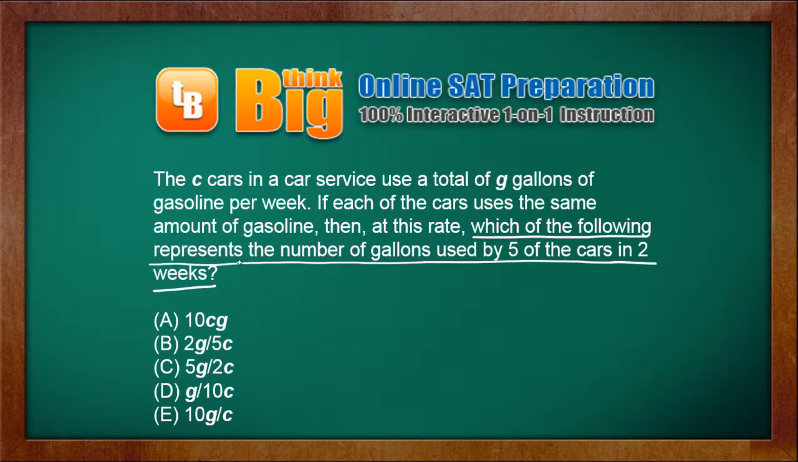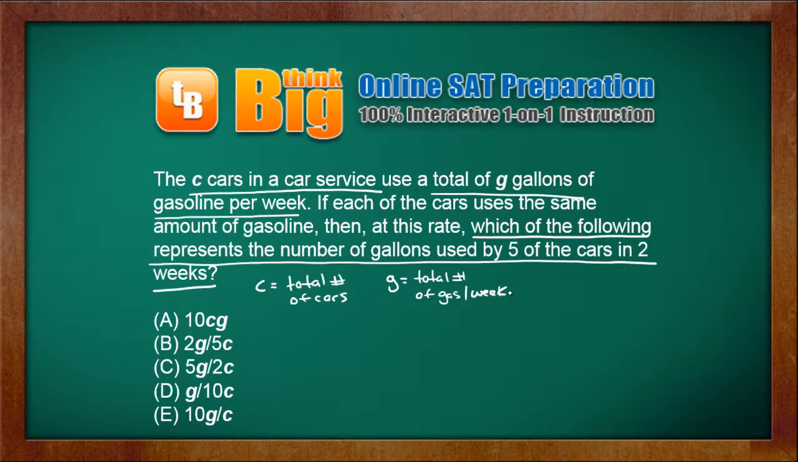The second thing that I'm going to do is write down the variables in the problem and what they represent. C cars in a car service, so C equals total number of cars, use a total of G gallons of gasoline per week. G equals total number of gallons of gas per week.